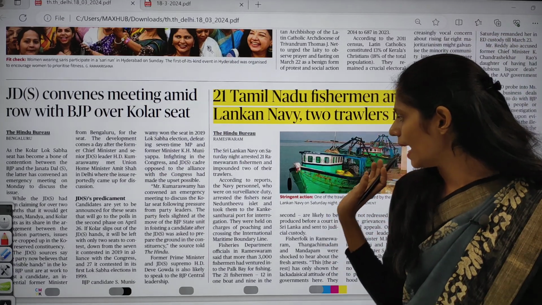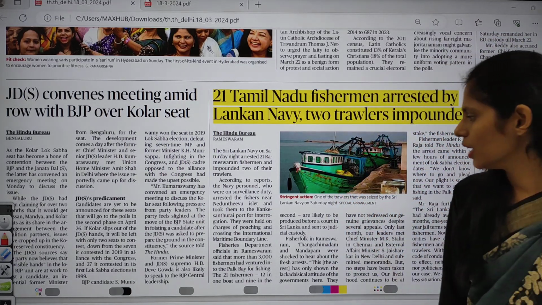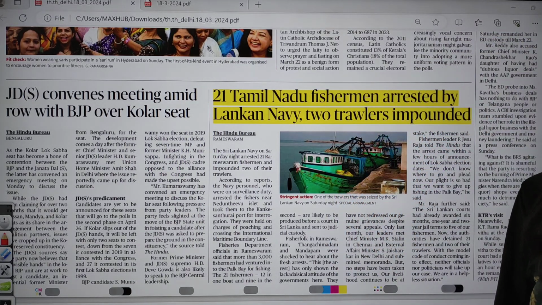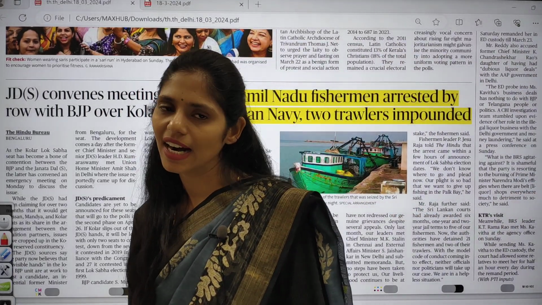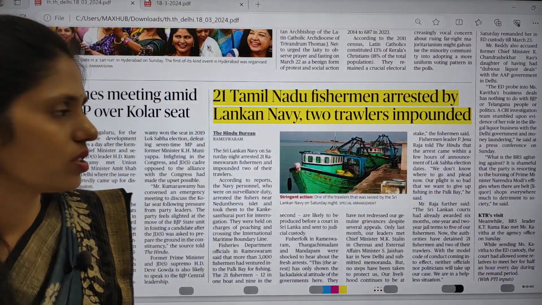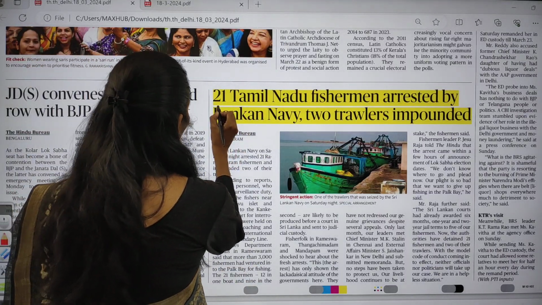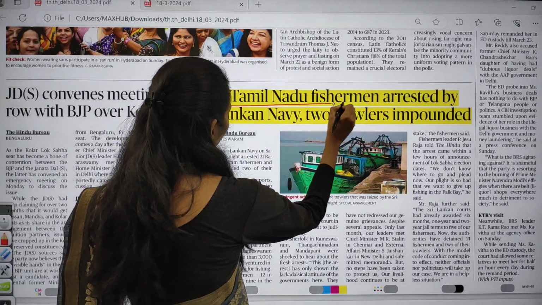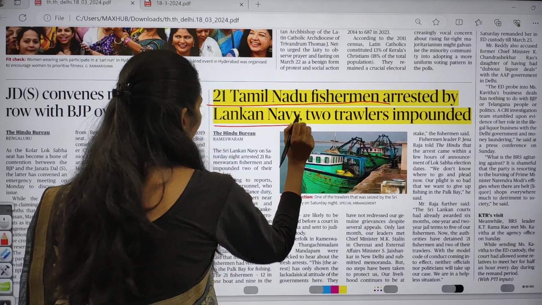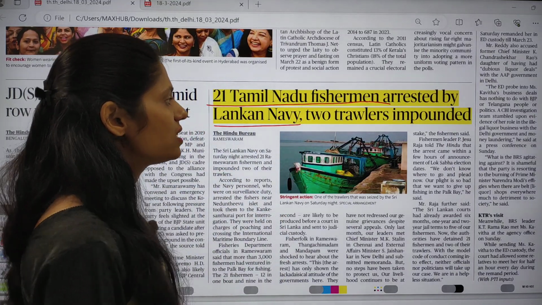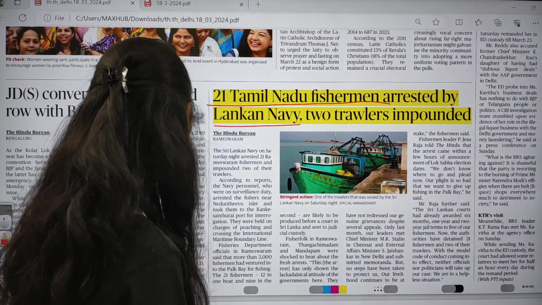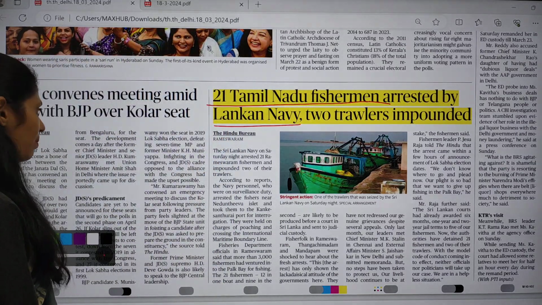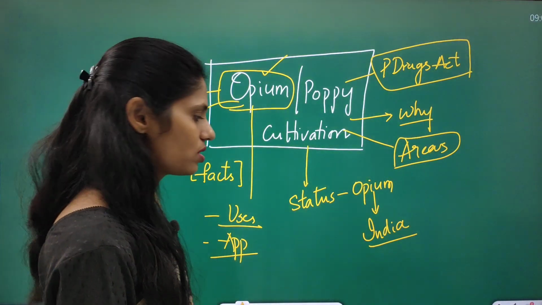One island which is seen in the news is Katchatheevu Island. From that you can get a map-based question or some facts regarding Katchatheevu Island. If you see the context, it says that 21 Tamil Nadu fishermen were arrested by the Lankan Navy and 2 trawlers impounded. That means they confiscated these 2 trawlers. This article is very important, and now let us see the dimensions.